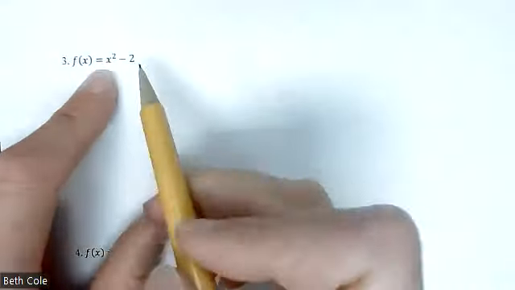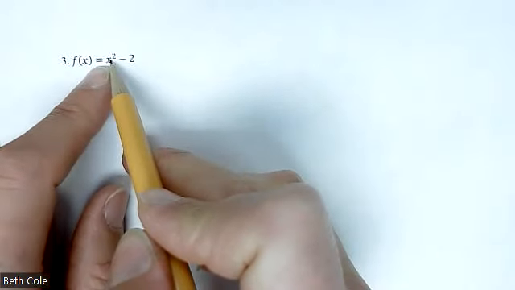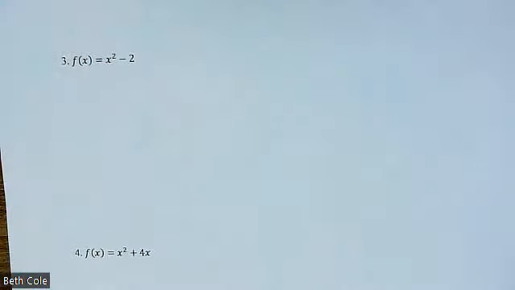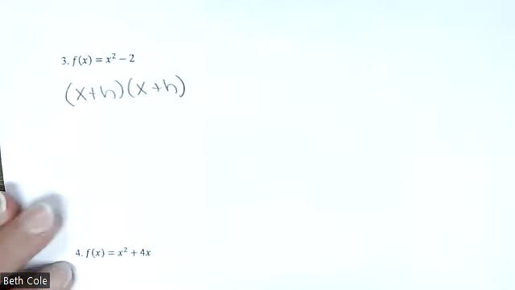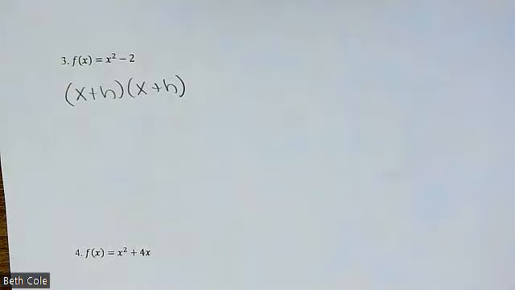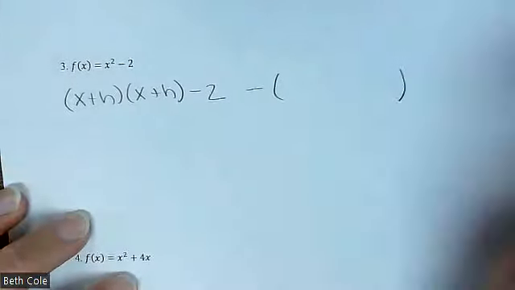Plug in x plus h. Now that would give you x plus h. Right, perfect. Oh my gosh, you guys listen to me. It's perfect. Don't write squared, just write it twice because you're going to have to multiply that out. And then minus 2. So that's step 1. What's step 2? Yep, minus the function.